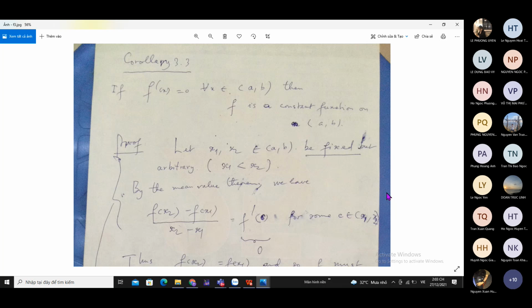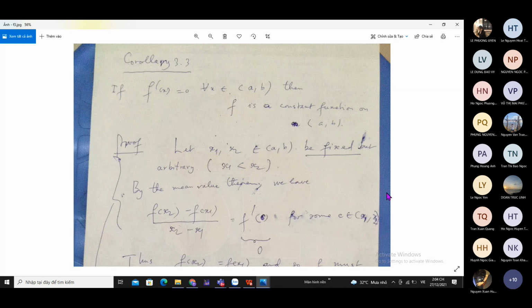And the general definition here means a function f is a constant function if the value of f of x does not change when x varies on the interval AB. What does it mean? It means for any x1, x2 of the open interval AB, f of x1 equals f of x2. The value of f of x does not change when x varies on the open interval AB.